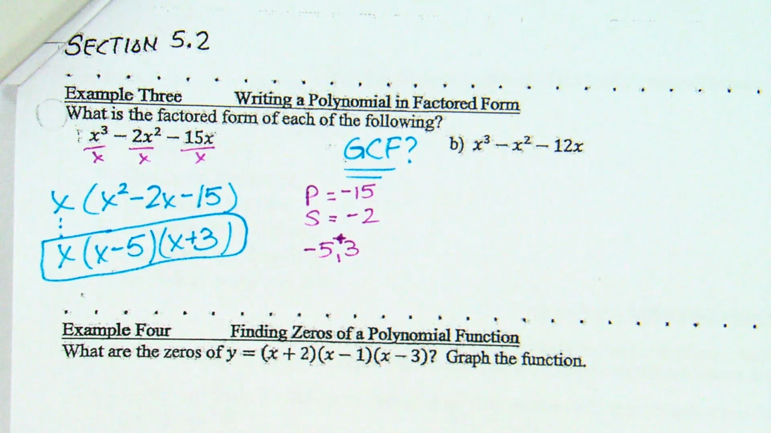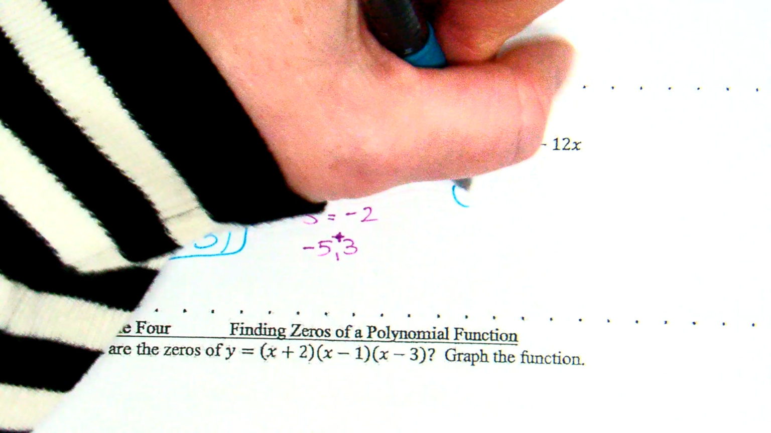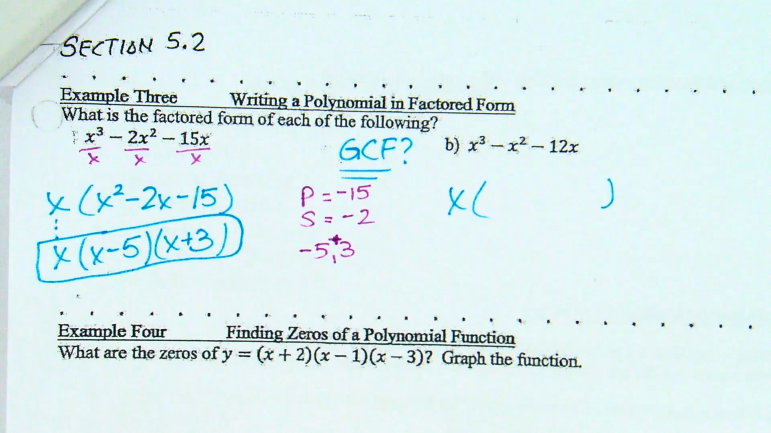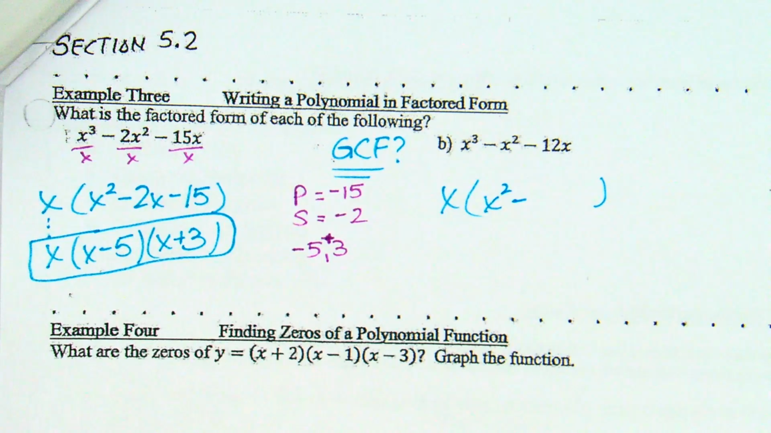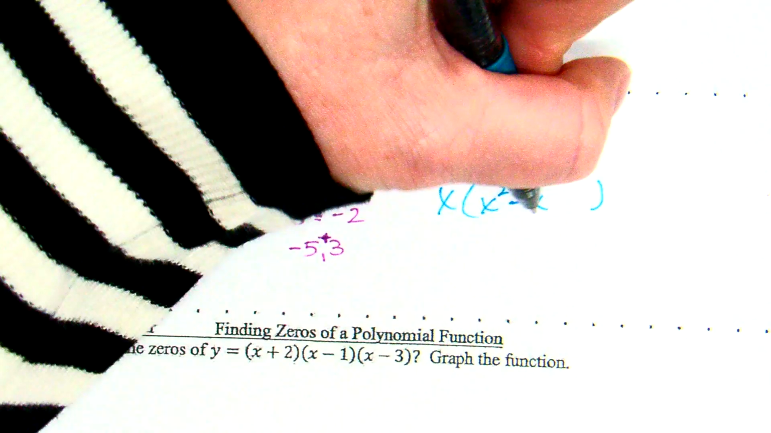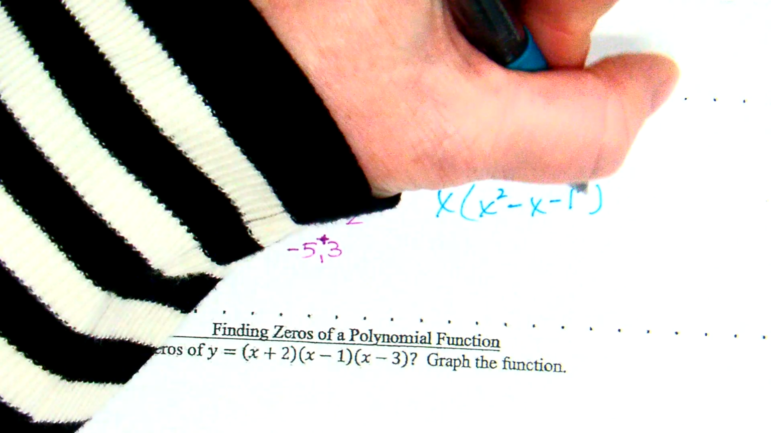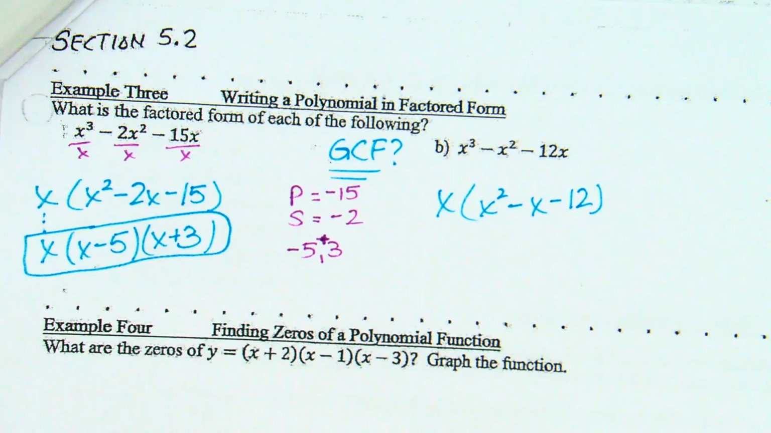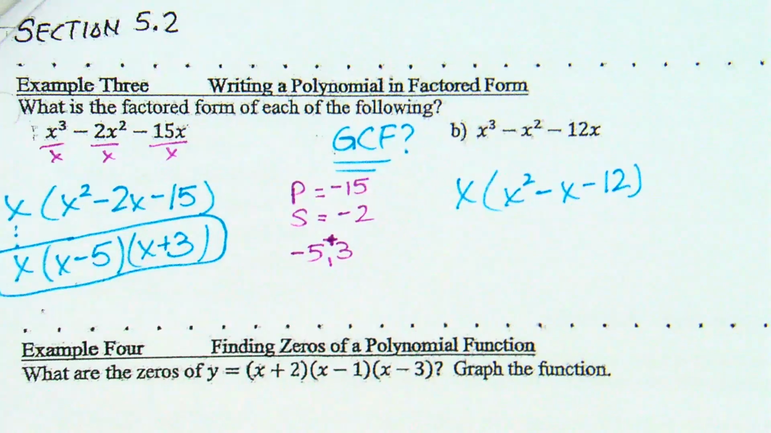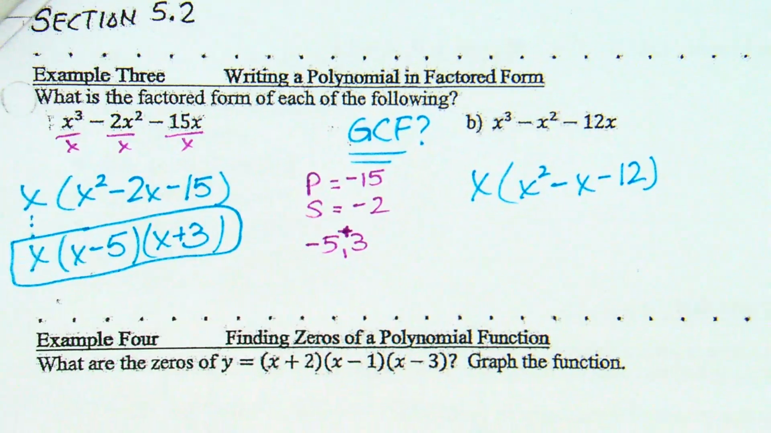So practice with B real quick. Is there a GCF? Okay, they all have an x in common, so factor the x out front. X cubed divided by x? X squared. Minus x squared divided by x? Minus x. Minus 12x divided by x? Minus 12. Am I done? No. How do we want to factor?